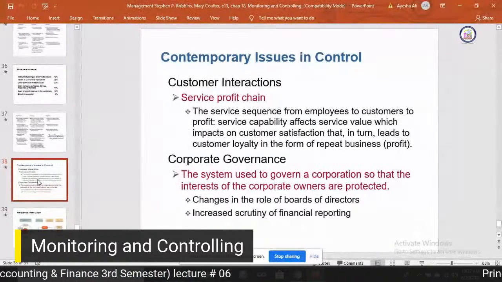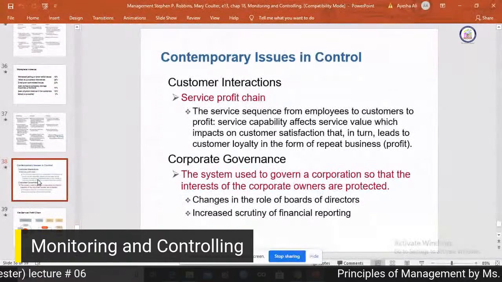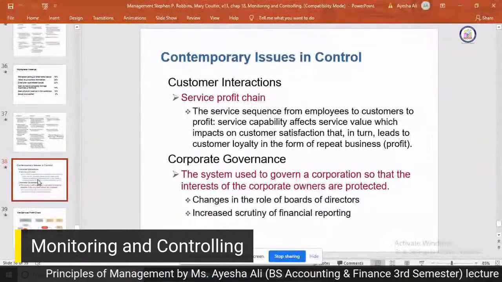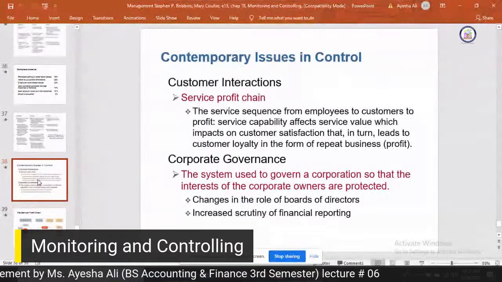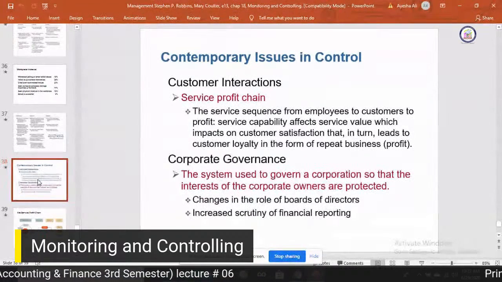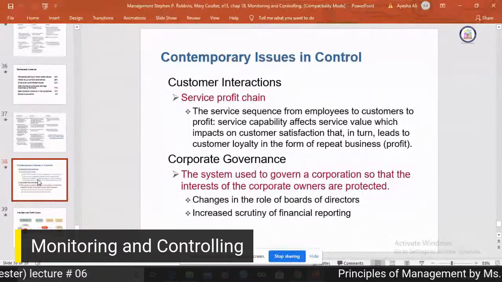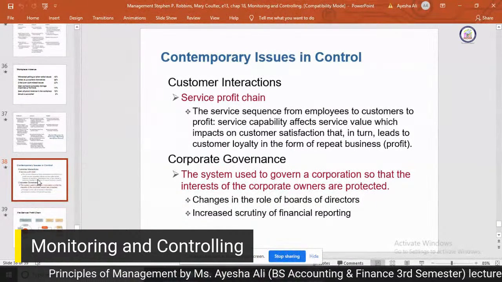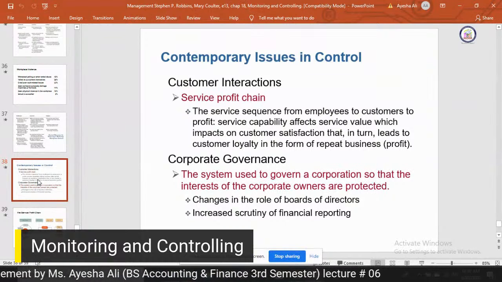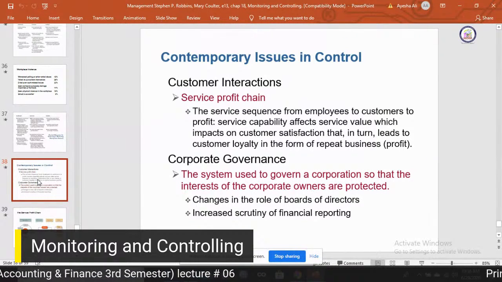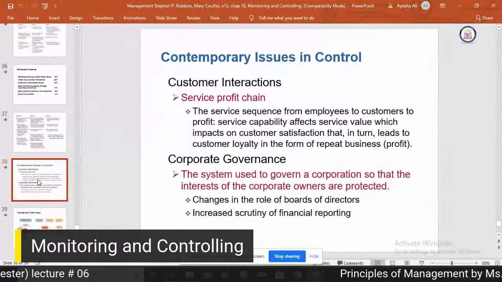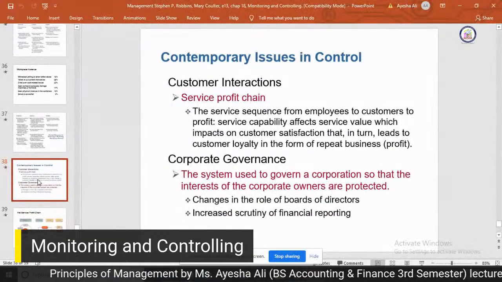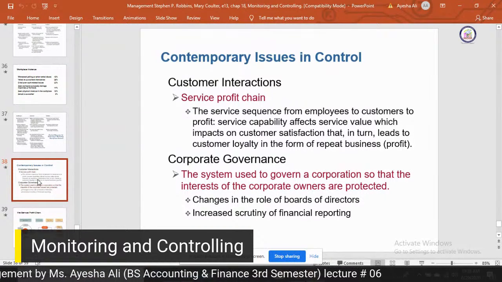Then we have corporate governance, the system used to govern a corporation so that the interests of the corporate owners are protected. In corporate governance, they govern the corporation in a way that protects the interests of corporate owners. We have two points, in which we have changes in the role of the board of directors. So we change it if they are not doing their work properly. We can change the role of directors and increase the scrutiny of financial reporting.